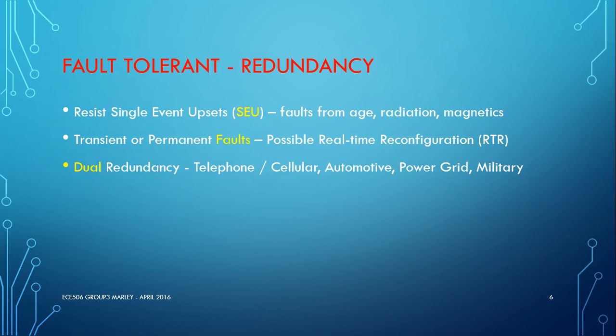And we use these redundant systems every day. Telephone system, your cellular phone is a dual redundant system. Automobiles, power grids, military are usually dual redundant. Triple redundant, flight control, autopilots are usually triple redundant or more. Satellites, space applications are usually triple redundant. And CERN is triple redundant.